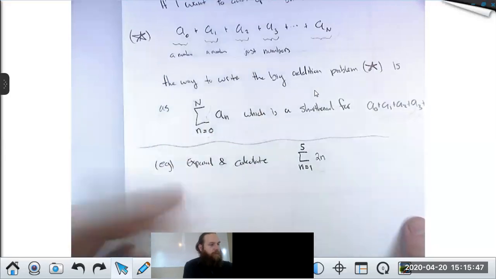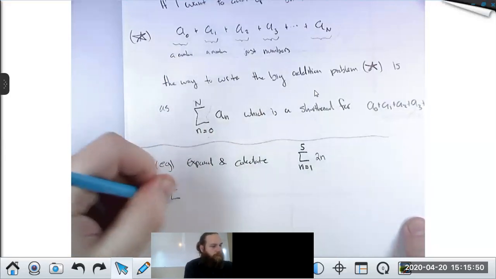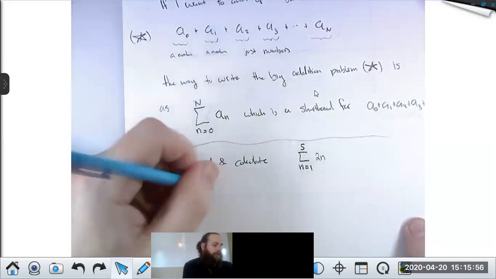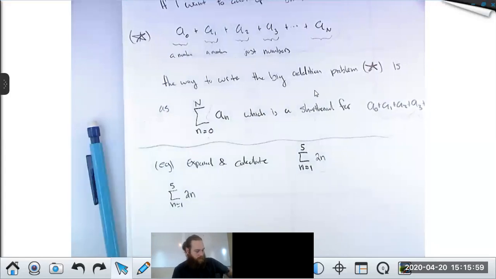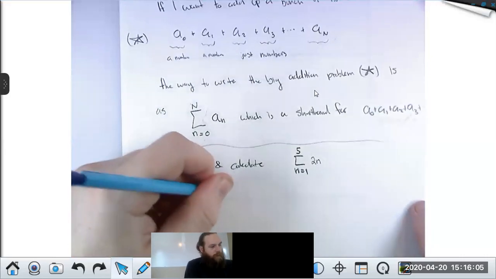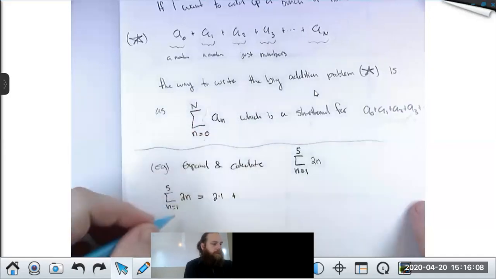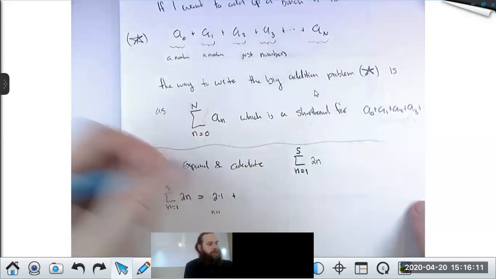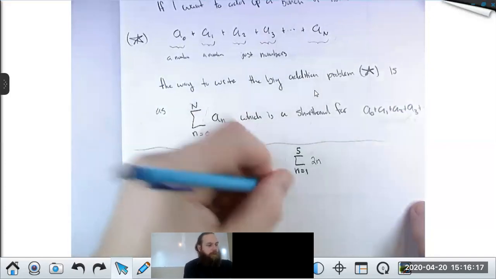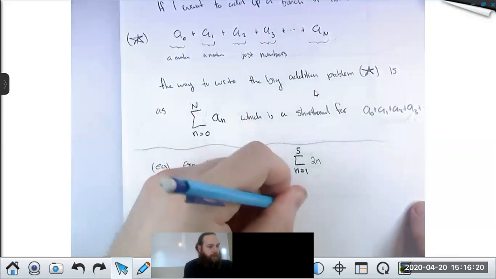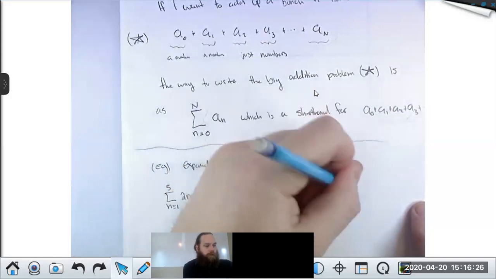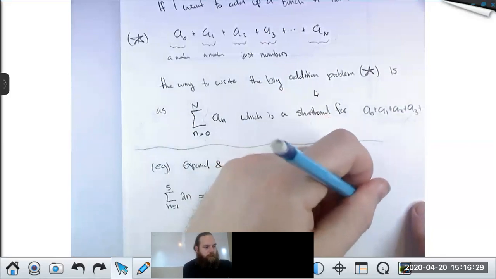So what is that? Well, sigma little n equals 1 to 5 of 2n is 2 times 1 plus, that's when little n is equal to 1, 2 times 2, that's when little n is equal to 2, plus 2 times 3, that's when little n is equal to 3, plus 2 times 4, that's when little n is equal to 4, plus 2 times 5, that's when little n is equal to 5.